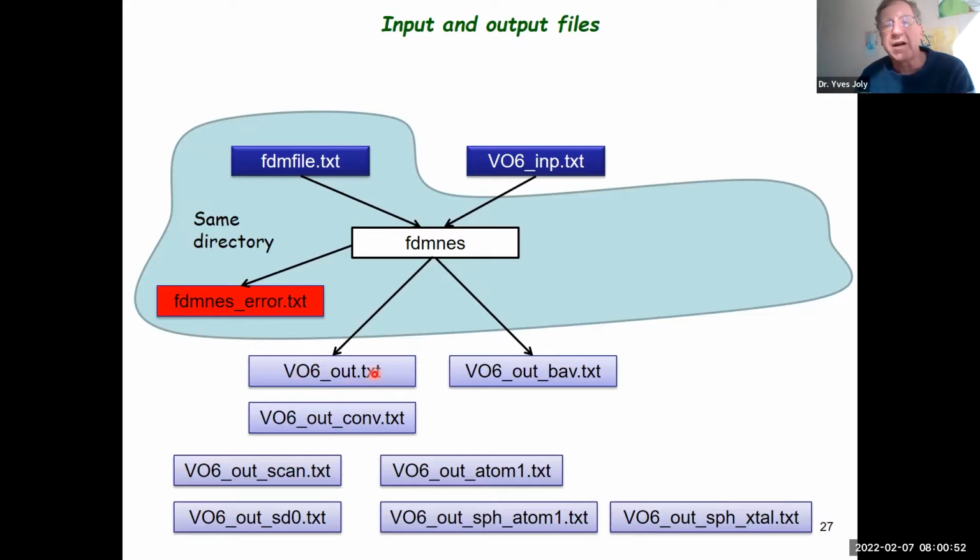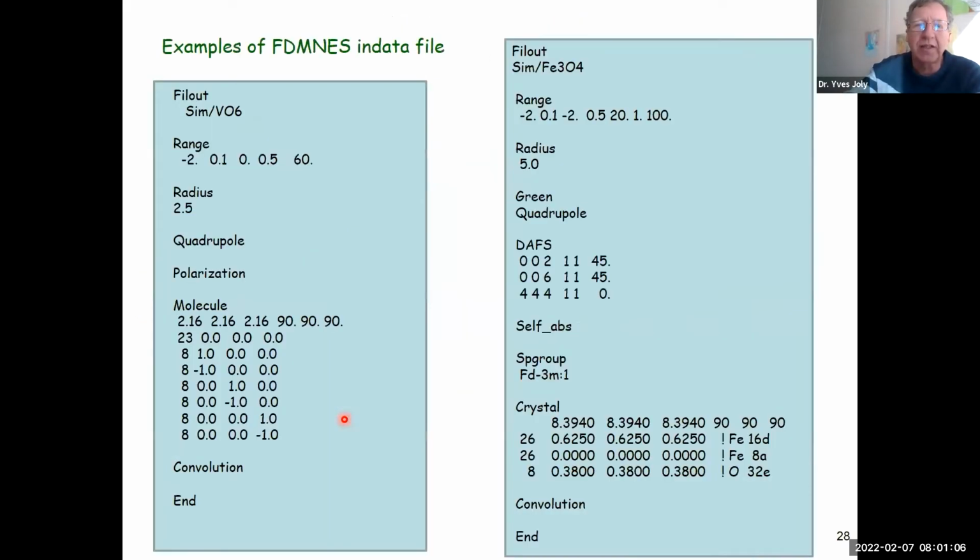Here the outputs are: the main output, the spectra you want to calculate, is before convolution, and this one is after convolution. You remember that we had to make some convolution. Okay, and about the in-data file, we'll see after, but I show it. So it's the main in-data file.